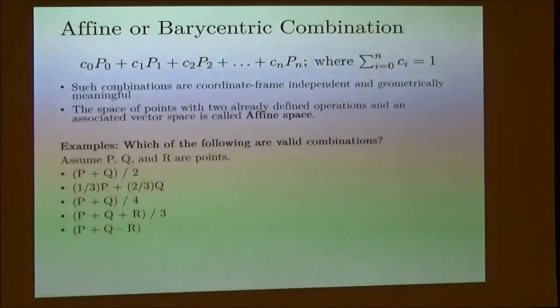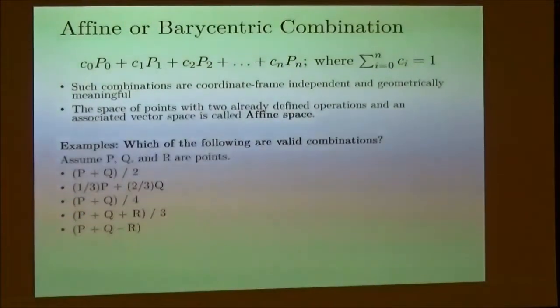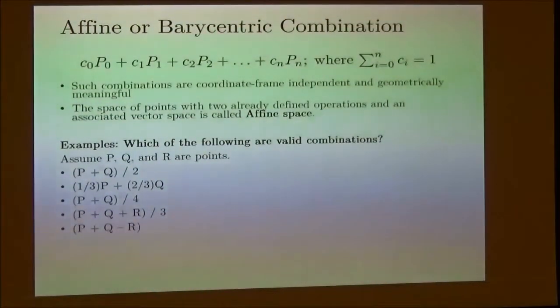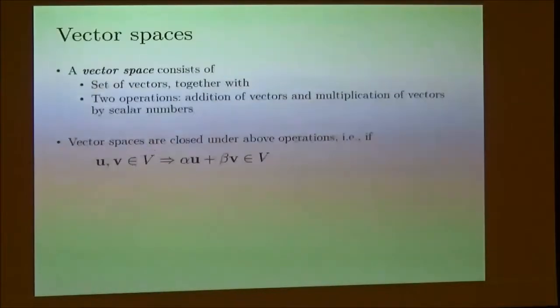What about this? The second last. It's okay, right? Because you have 1/3, add it together, you get 1. What about this? That's okay too, right? Because Q minus R will give you a vector, you add a point to it, you're adding a vector to a point, so that's fine.